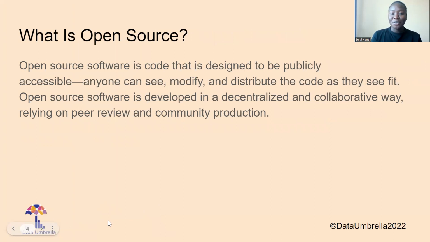Now, what is open source? If you're talking about open source, then we might try and define open source. So open source software is code that is designed to be publicly accessible to anyone. So anyone can see, modify, and distribute the code. We also have that open source software is developed in a decentralized and collaborative way, relying on peer review and community production. So here the keywords are accessible to anyone and decentralized and collaborative way, where you have other peers who are maybe more experienced, who review your contributions, and as a community, we work together to build a certain library or software.